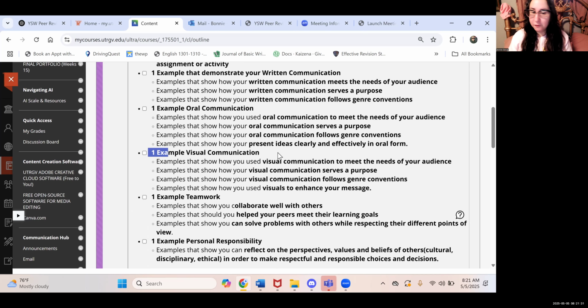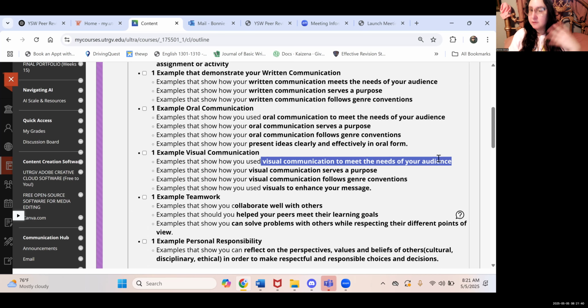You need one example for visual communication. So can you show us something that you created or did in class that shows you use visuals to meet the needs of your audience? In this case, pictures, video, right? Those are the things we're looking for, more of a visual approach.